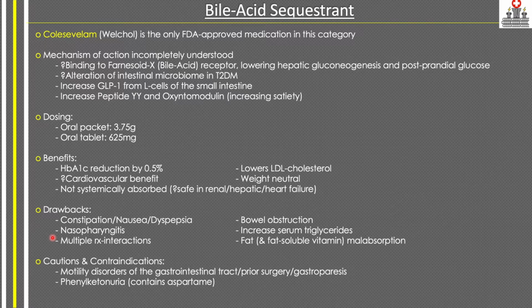So, cautions and contraindications to this medication. If you have any motility disorder of the GI tract or prior surgery or gastroparesis, because of the risk for bowel obstruction, this medication should not be prescribed. What's also very interesting is that depending on the type of medication taken, whether it's the packet or the tablet, there appears to be aspartame in it, and aspartame we know is contraindicated in patients with phenylketonuria. So if you have this diagnosis, you cannot take this medication. So with this in mind, let's go on to the final medication.